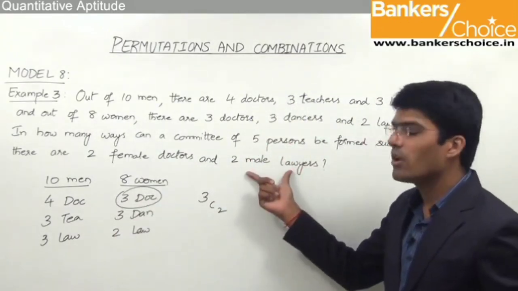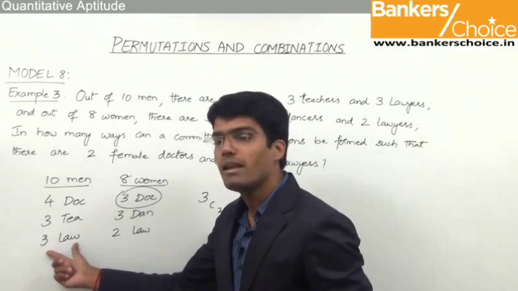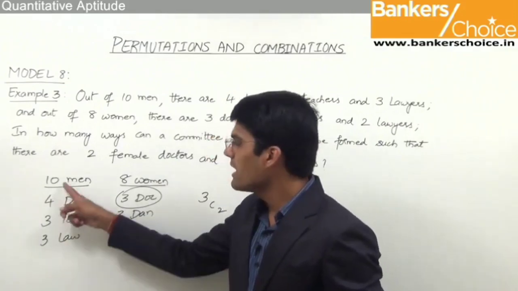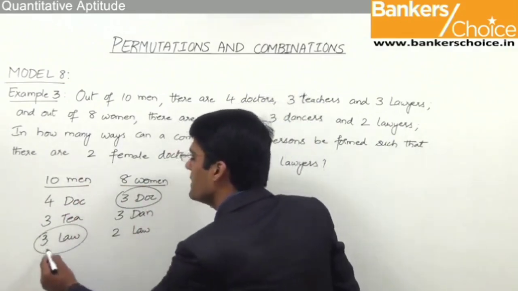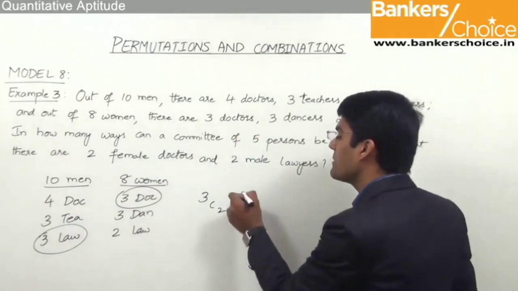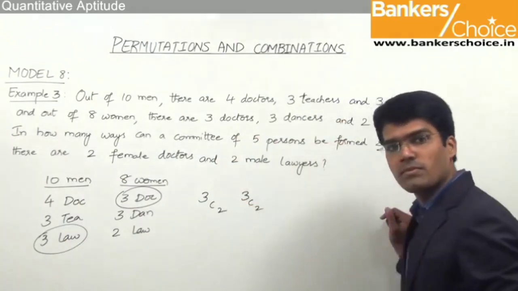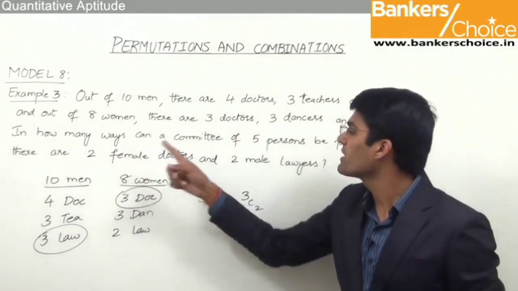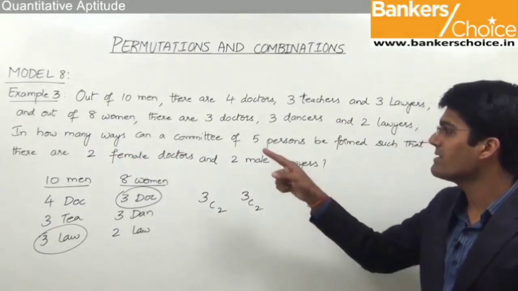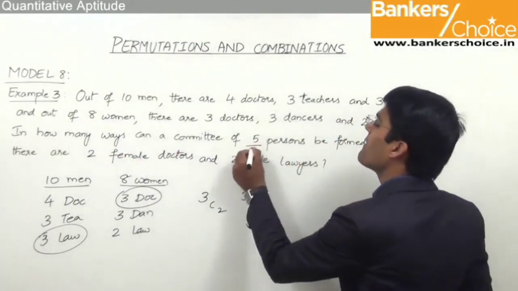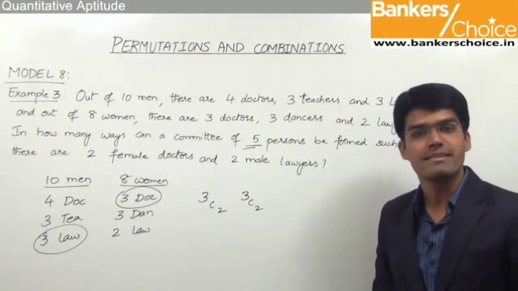And we need 2 male lawyers. Altogether we have got 3 male lawyers, because there are 3 lawyers among the 10 men. So out of these 3, we need to have 2 of them. Again that can be done in 3C2 ways. Now so far we have selected 2 plus 2, 4 persons in the committee. But the question says we need to form a committee of 5 persons. That means 1 more person is required.